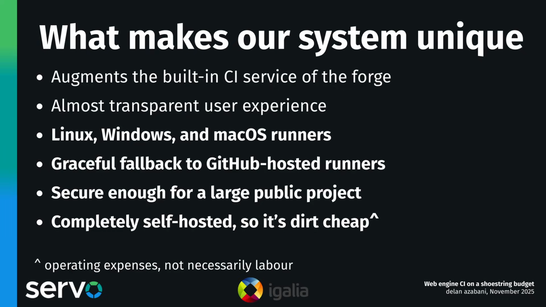And we have a whole section of this talk explaining how that works, because this is something that's not actually possible with the feature set that GitHub provides in their CI system. It's secure enough for a large public project like Servo, where we don't necessarily know all of our contributors all that well personally. And this is in large part because we use virtual machines instead of just containers for each run and for each job.